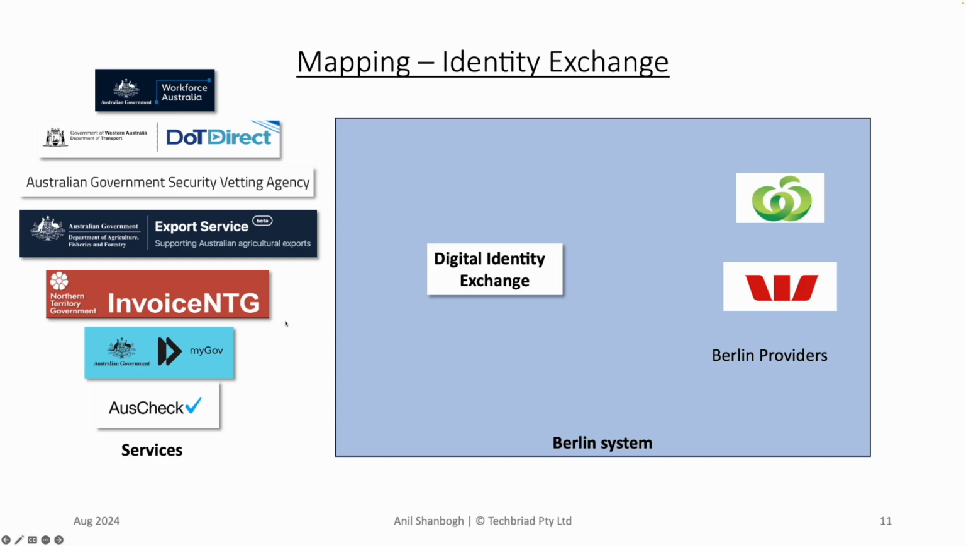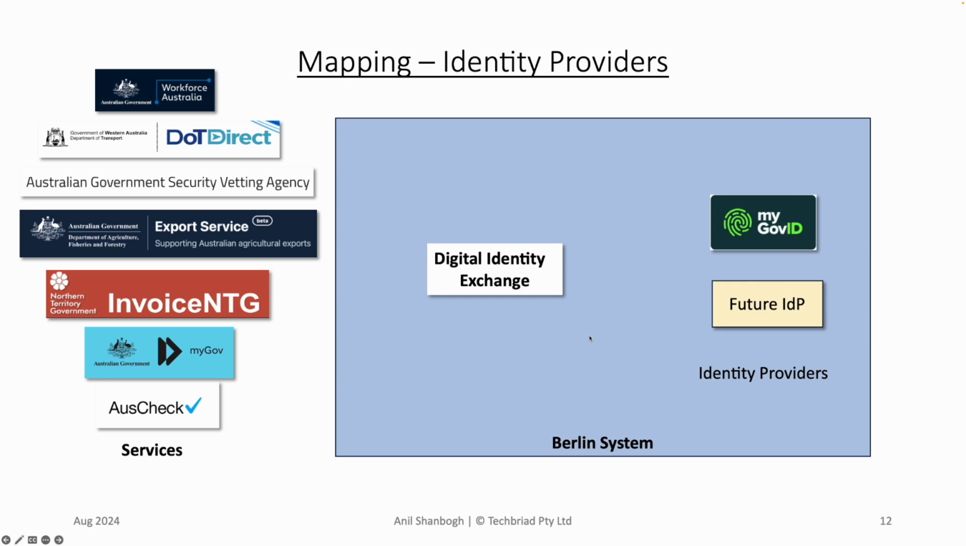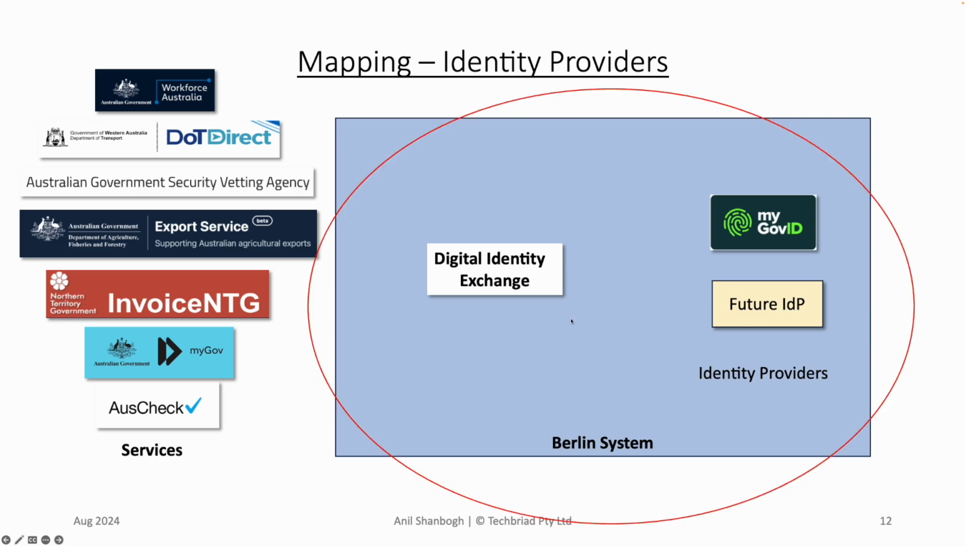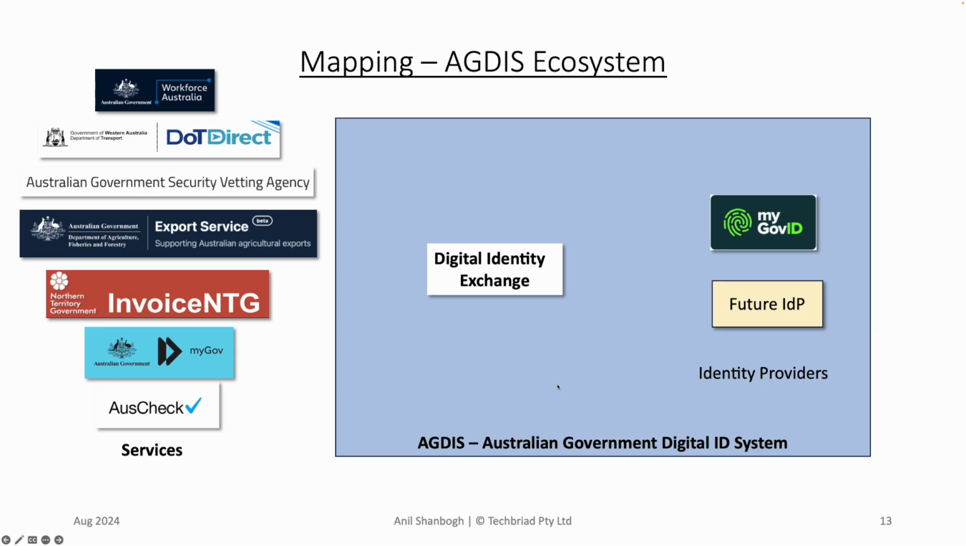What I can do instead is use the digital identity exchange to choose which identity provider. So that Berlin pass selector is actually the digital identity exchange, and these Berlin providers are nothing but our identity providers, which in this case is myGov ID, and any future identity providers that get onboarded. And this entire system is called the Australian Government Digital ID System.